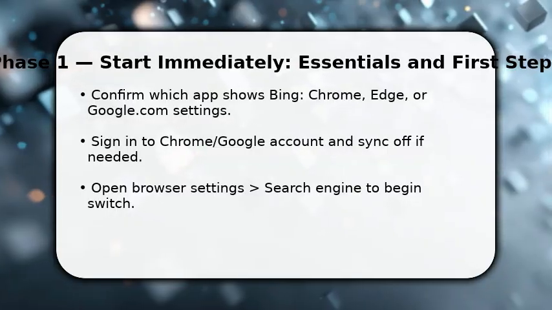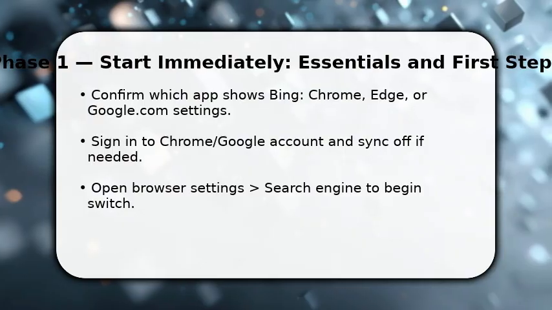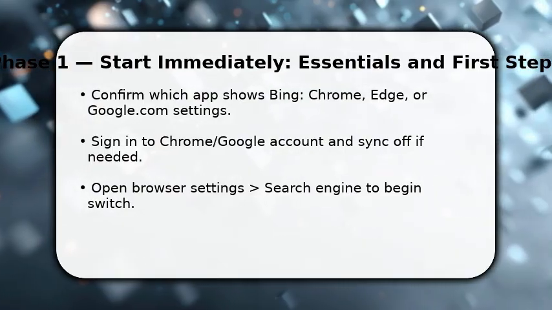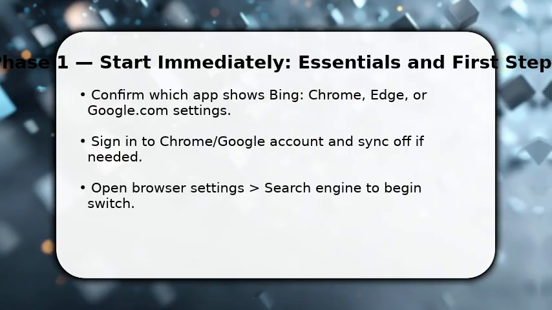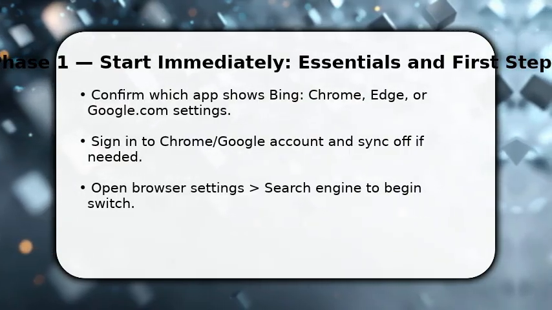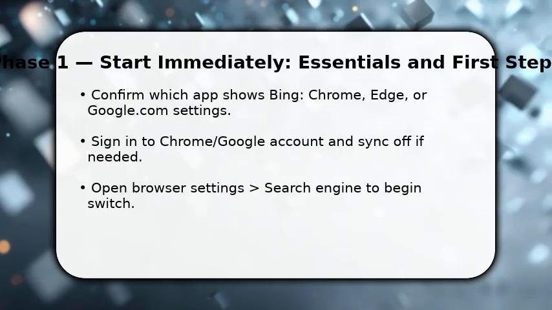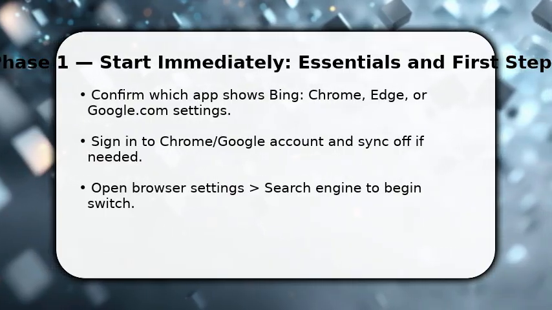You will start with Essentials. Confirm the exact place Bing appears: the Chrome address bar, Google.com search, or the browser home. Once identified, sign into your Chrome or Google account and pause sync so local changes don't propagate unexpectedly.